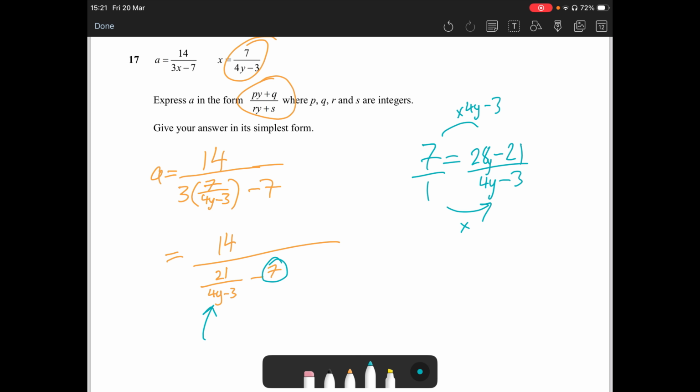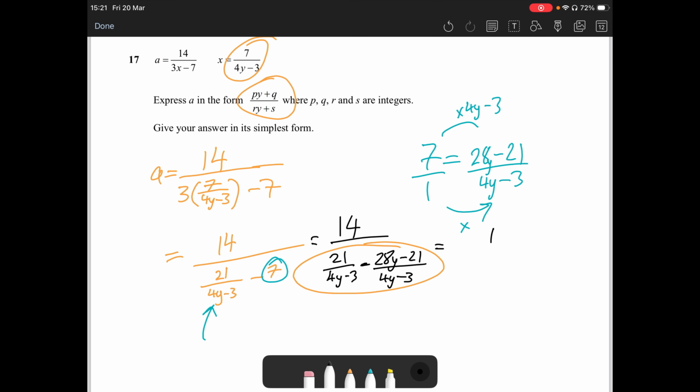So what I can do now is rewrite it. 14 still at the top. I haven't done anything there. 21 over 4y minus 3. Haven't done anything there either. But from that, I'm going to take away 28y minus 21, all divided by 4y minus 3. I can bring these fractions together on the denominator.